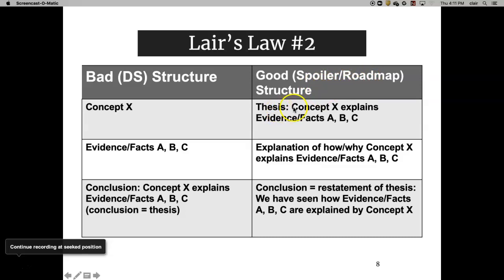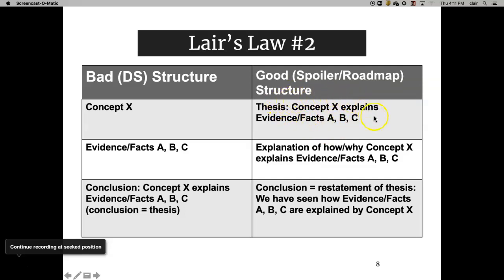So you start off with your thesis where you say, Concept X explains evidence and facts A, B, and C. So your thesis comes at the start. Your thesis is your spoiler. It's your roadmap. The reader knows I'm going to learn about concept X, and I'm going to learn about facts and evidence A, B, and C. And also I'm going to learn the relationship that exists between these different things.